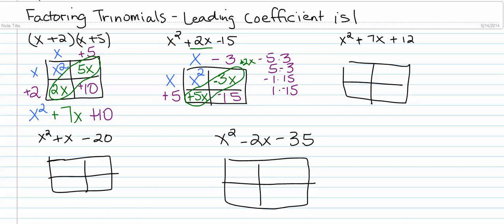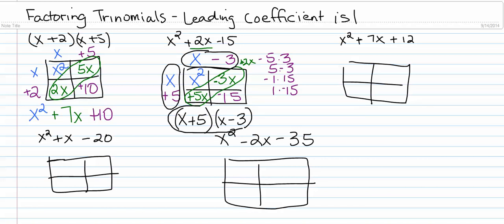That leaves me with my final answer. And where do we find our final answer? Well, our final answer is found on the left and on the top of the box. The factors of x squared plus 2x minus 15 are x plus 5 times x minus 3. Those factors are what we would multiply together to give us x squared plus 2x minus 15.